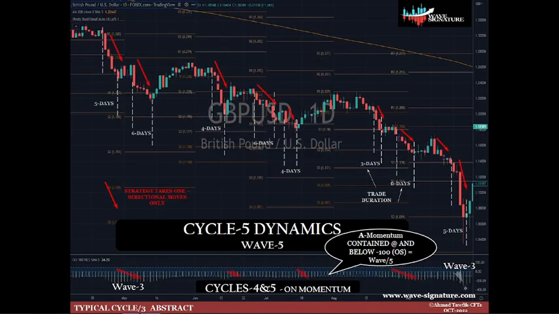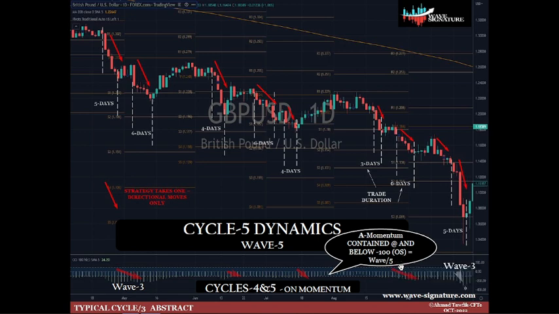All right, let's take a look at wave 5 dynamics. We're looking at the sterling dollar example. You can see, of course, that the market is trending down. The important focus here is the momentum, right? So momentum always gets contained at and below minus 100. This is, of course, a bear trend.